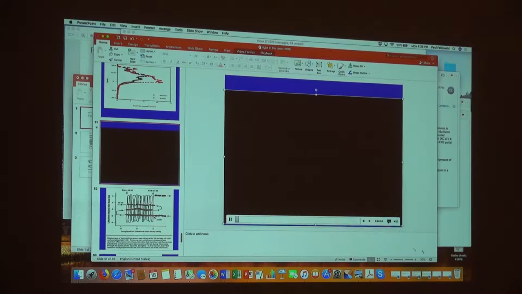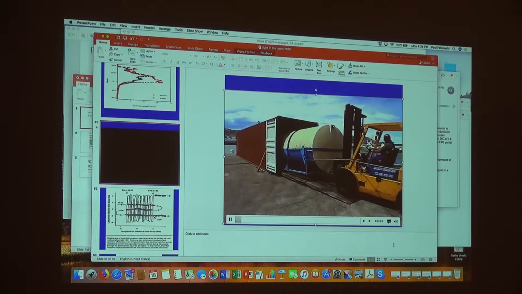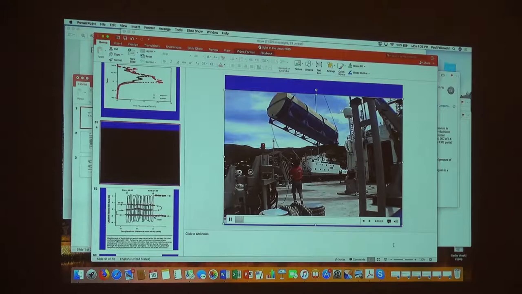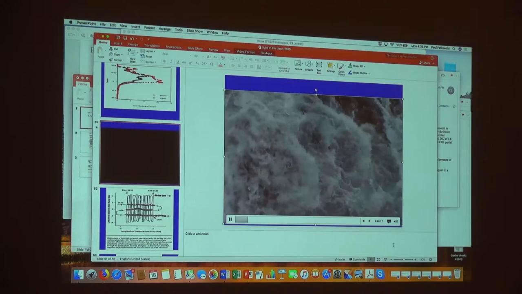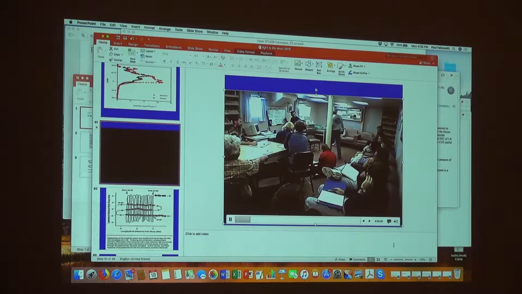So this is a very sophisticated iron fertilization experiment. This is the Melville going out of Christchurch to the Antarctic. The typical pre-experiment gathering of the people that are going to do the work.